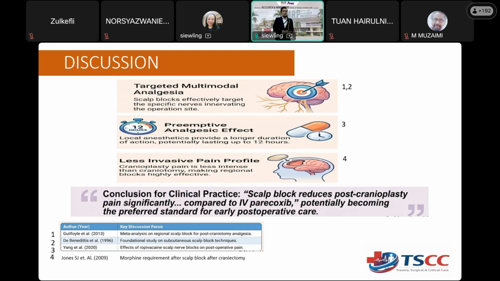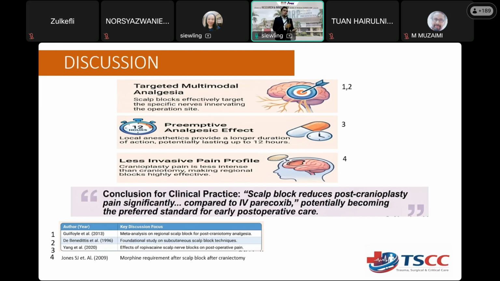Okay, and in terms of the morphine requirement, there is one study in post craniotomy patients, because there is also extensive damage or inflammation including the dura opening. One study shows there is no significant difference in terms of morphine requirement. However, we found that the morphine requirement in cranioplasty is much lesser, adding to the benefits of using the scalp block for those patients undergoing cranioplasty surgery.